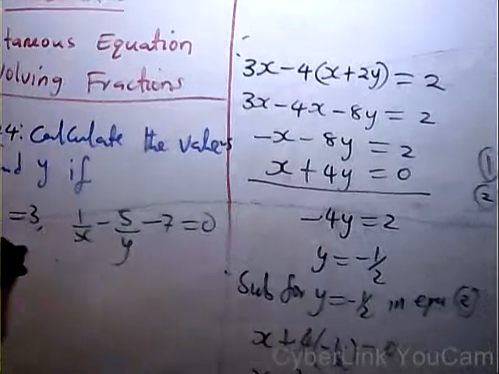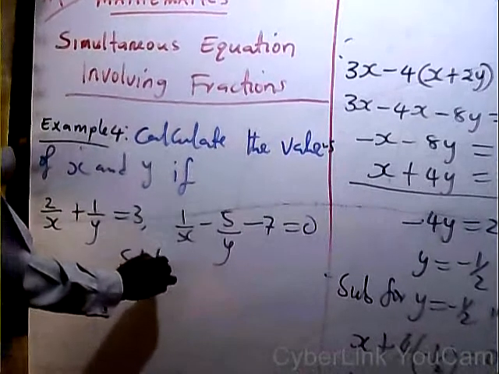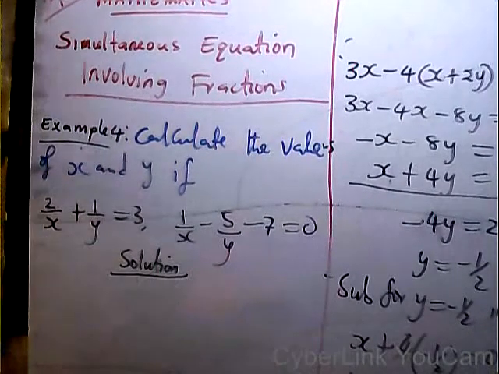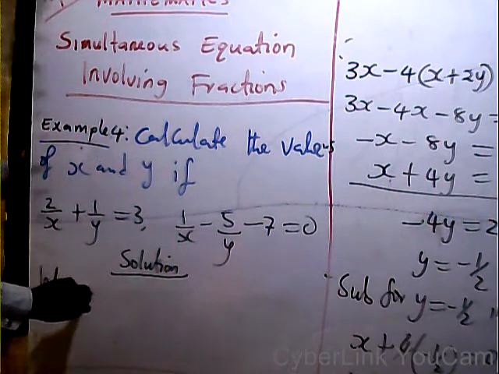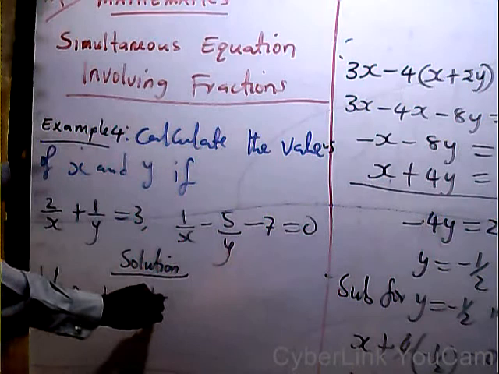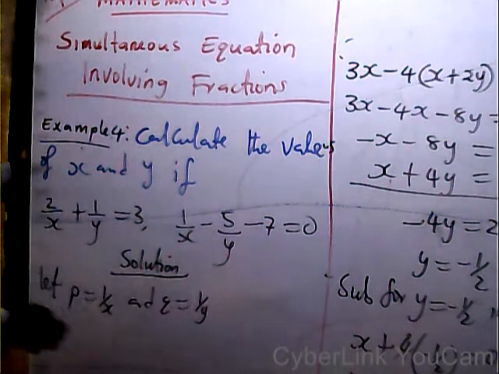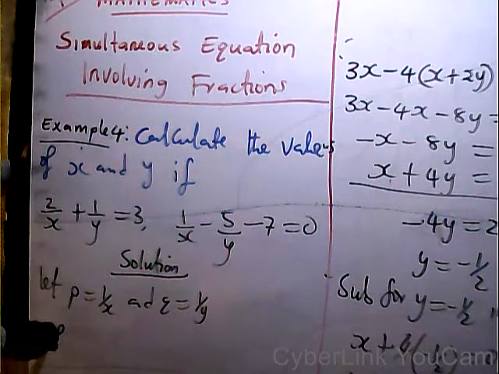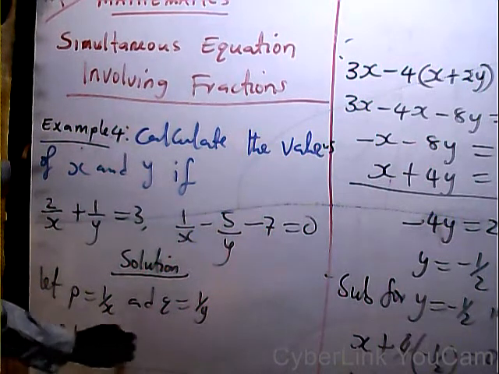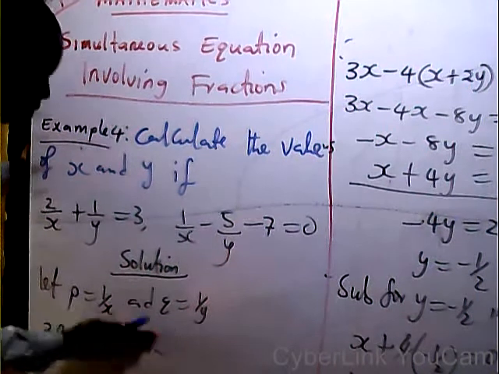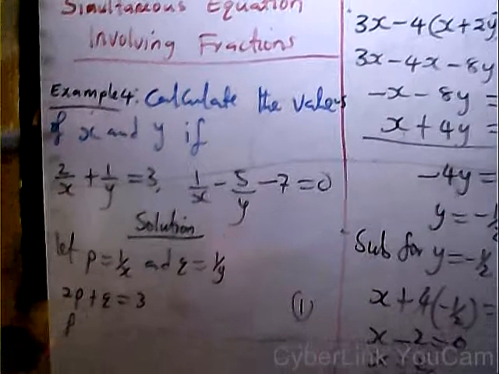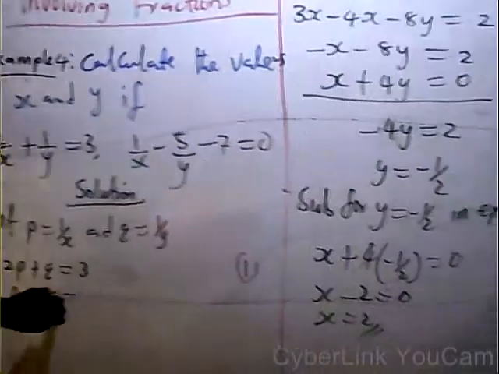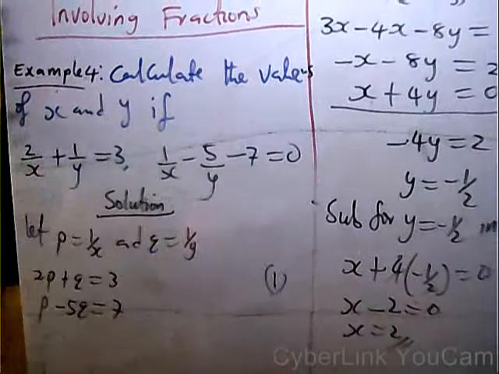So, solution to this is that, similarly, if you compare this with example 1, you discover that if we let p equal to 1 over x and q to be equal to 1 over y, what we are going to have here will be 2p plus q is equal to 3, equation 1. And this one becomes p minus 5q is equal to 7, if we transfer this to the other side. And that will be equation 2.